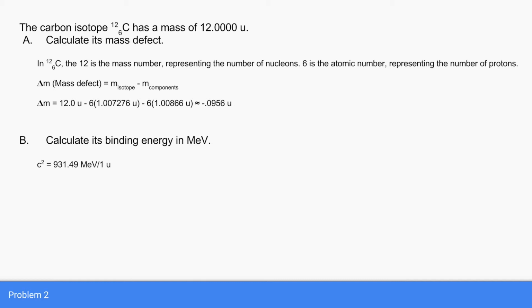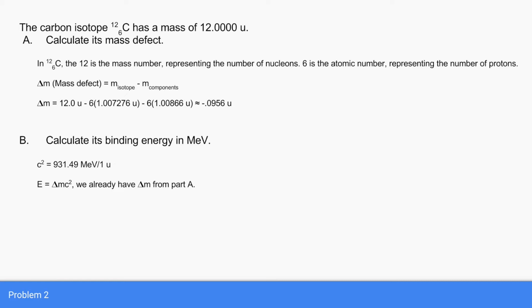Now to calculate the binding energy, and we're asked to do it specifically in mega electron volts. So c squared is equal to 931.49 mega electron volts over 1 atomic mass unit. That's just the definition. If you actually were to take the root of both sides, you would get the speed of light in meters per second on the right side there.